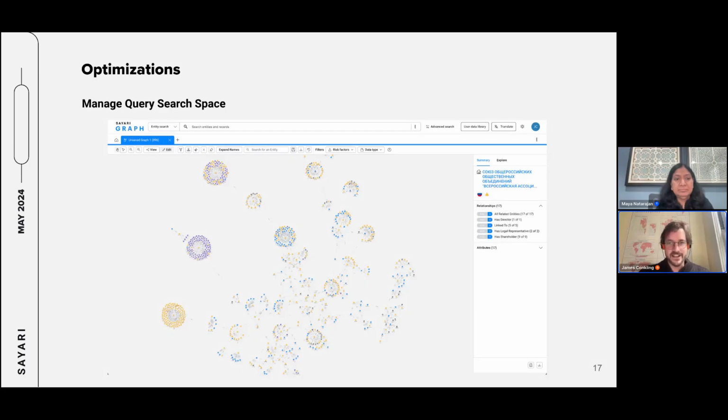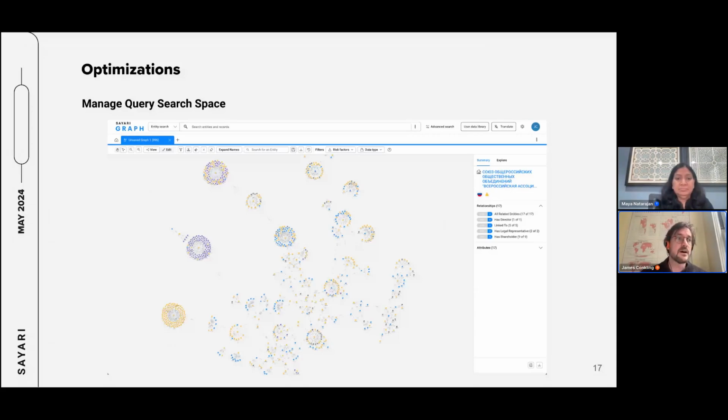There are a few more considerations here, but honestly, it's more or less the same idea. Manage the query search space. If you are traversing out 2, 3, 4, 5, 6 hops in a dense part of the graph, you're going to hit 100,000, a million, 10 million nodes very easily. Again, you have to manage cardinality in order to think appropriately about this.